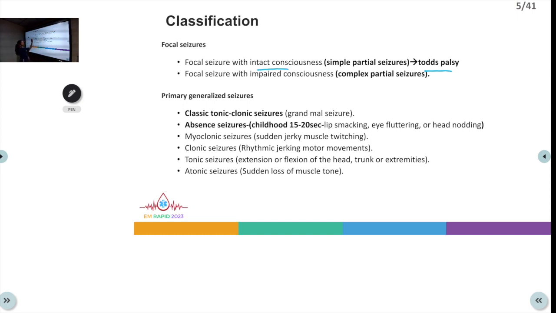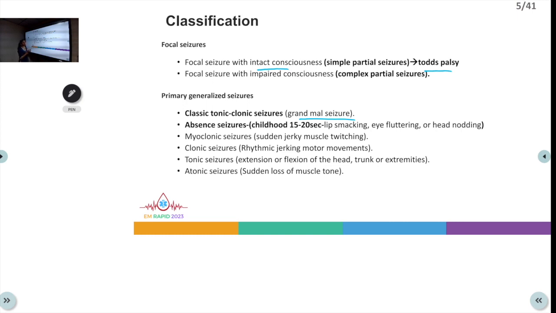Now, primary generalized seizures. Generalized tonic-clonic seizures are known as grand mal seizures. Or, mostly in children, there can be absent seizures. That means there will not be any tonic-clonic movement seen. There can be lip smacking or eye flickering or head nodding movements. Okay, and another term is myoclonic seizure.